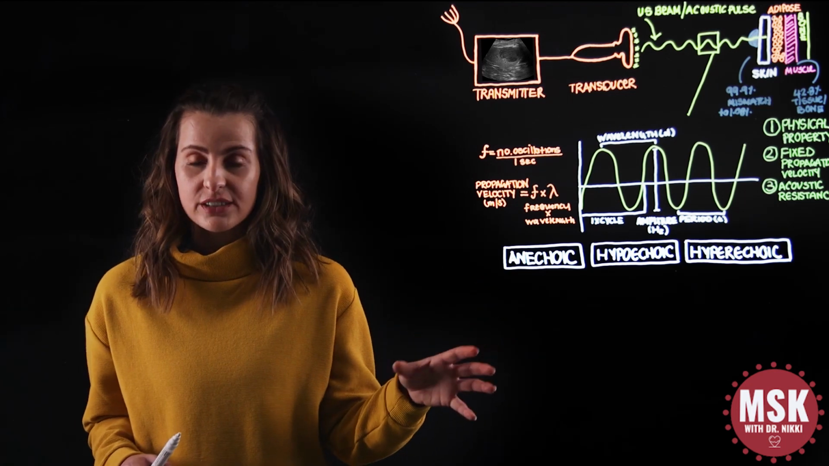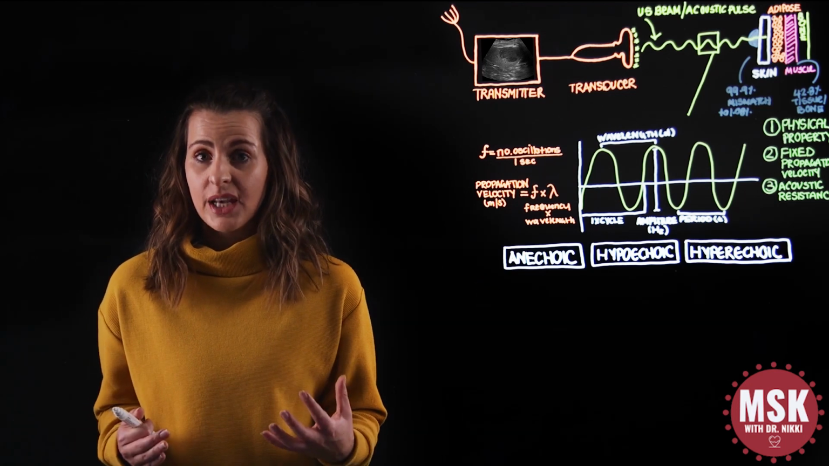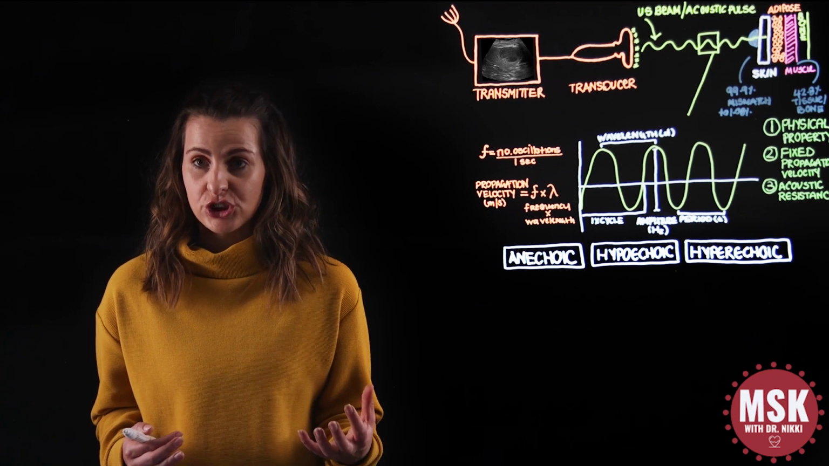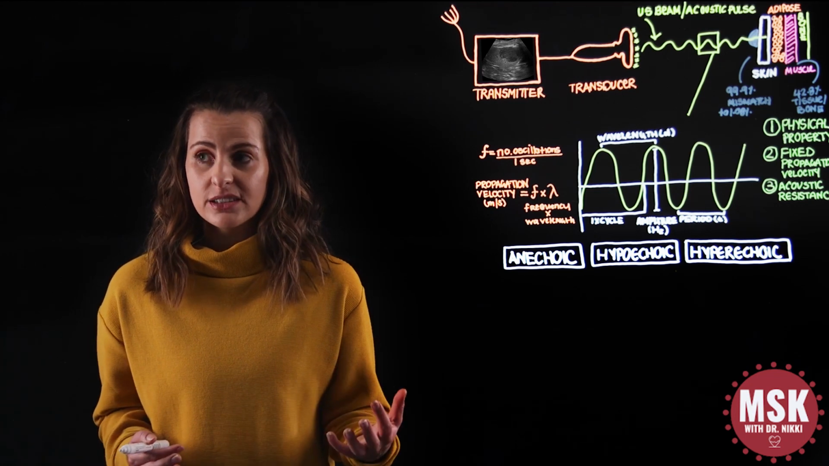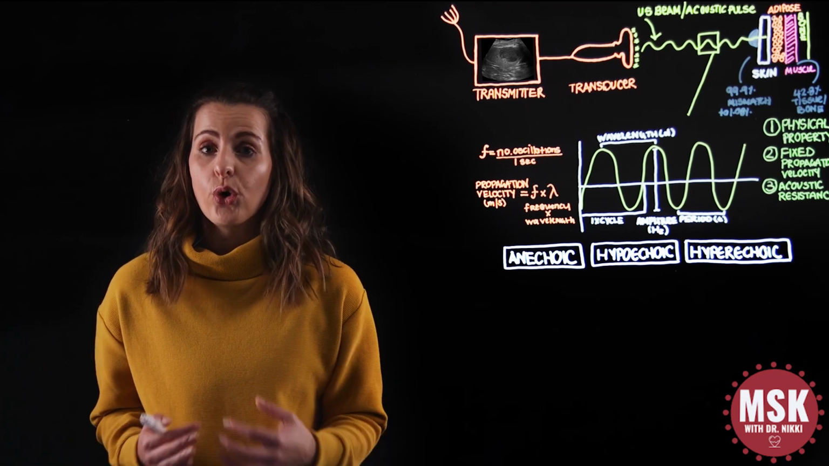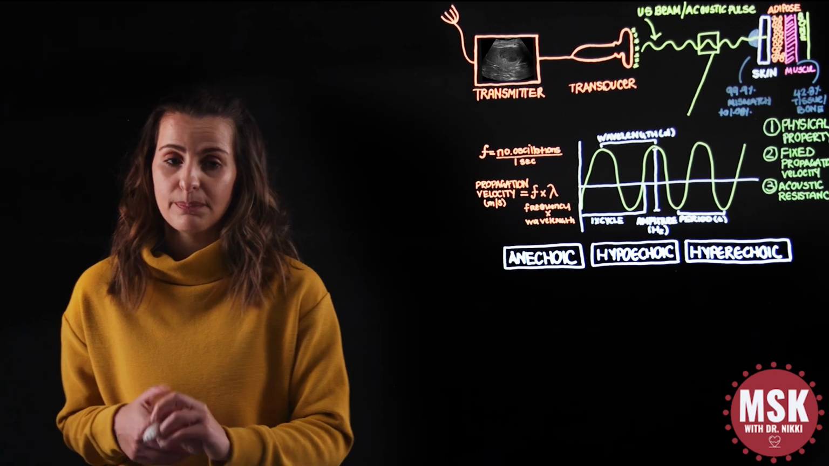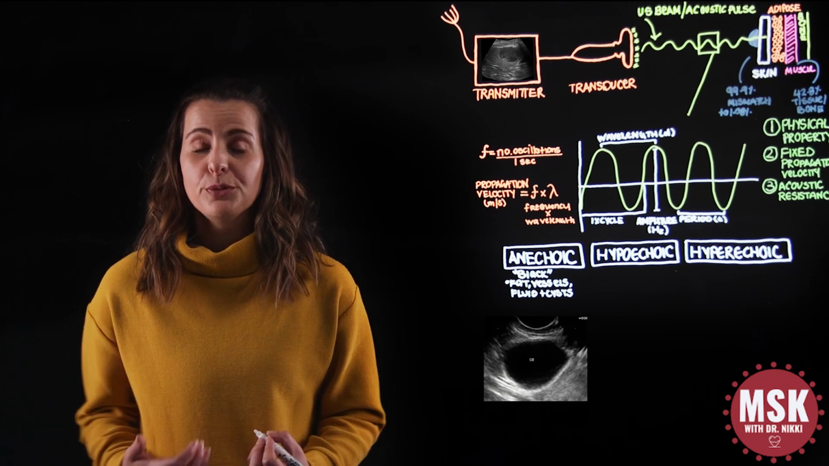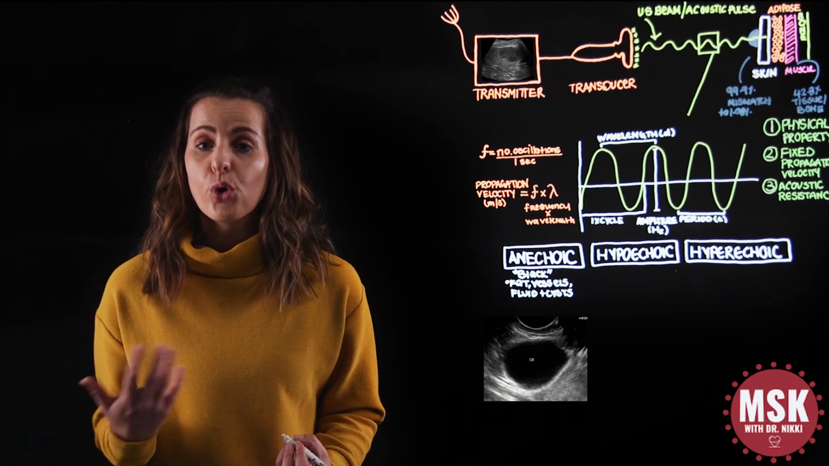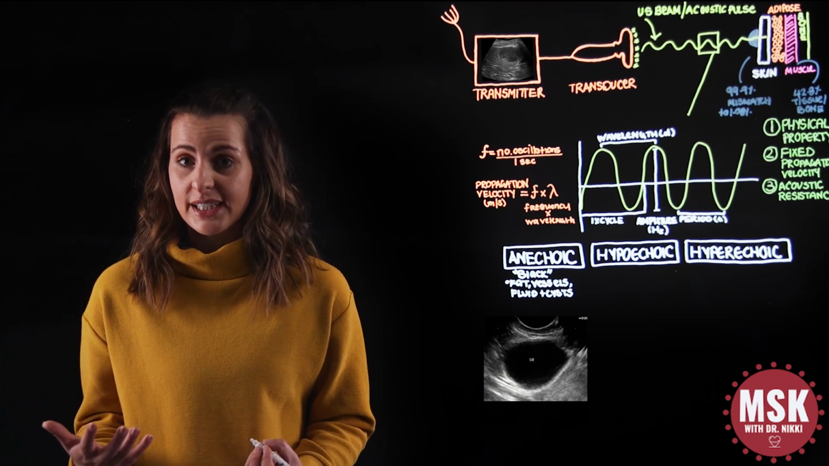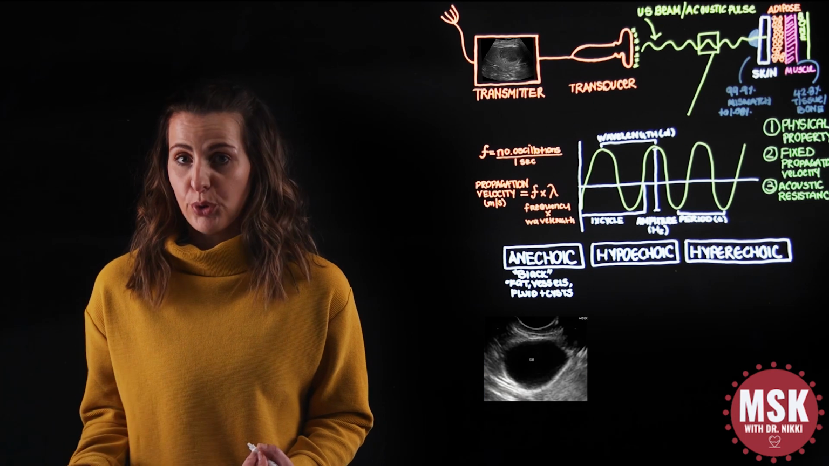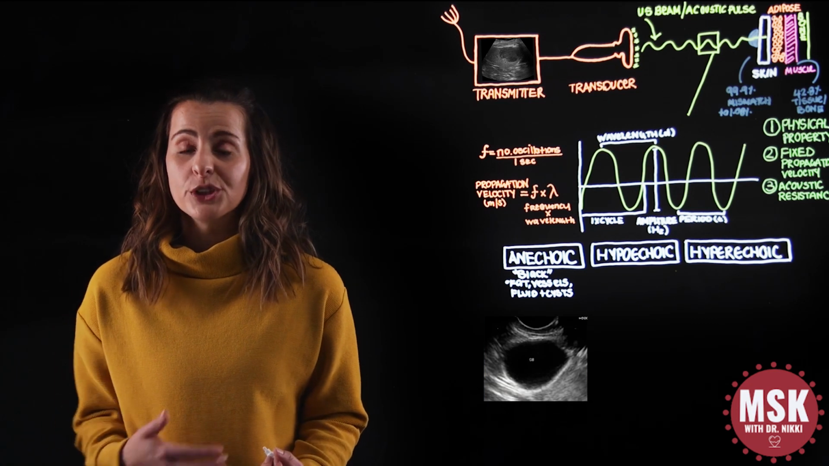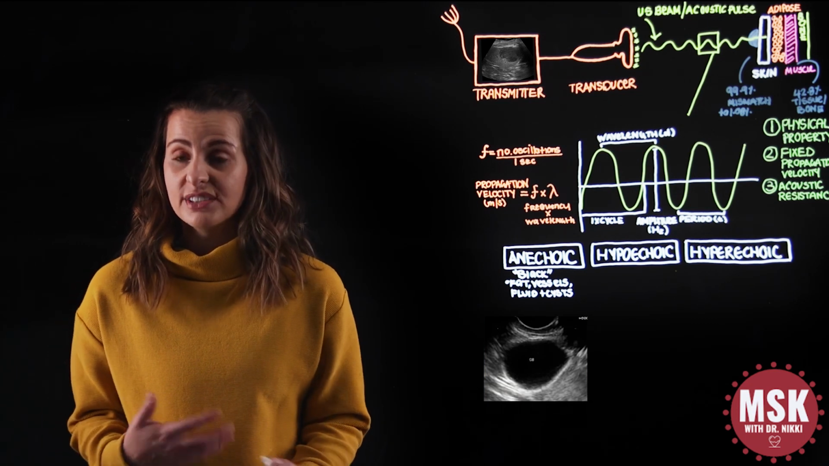An anechoic structure is going to be a structure that appears as black. This means that the ultrasound beam passes completely through the material and has no reflection. Examples of this are going to be fat, blood vessels, fluid, or in the case of pathology, simple cysts. In a structure that is going to be hypoechoic, this means that more of that ultrasound beam is going to penetrate the particular tissue in comparison to bone. Therefore, it's going to be darker than the surrounding tissue. Examples of this are going to be muscles with serrations, lymph nodes, and cartilage.